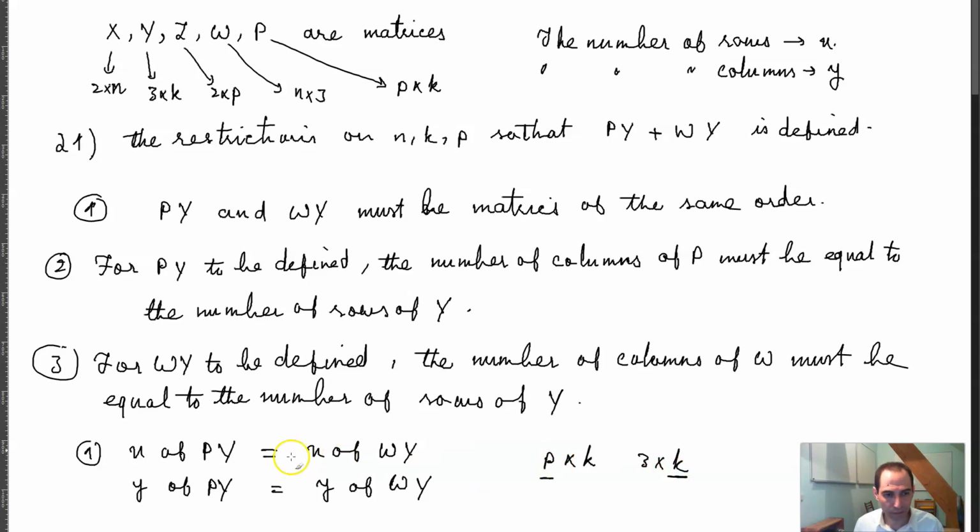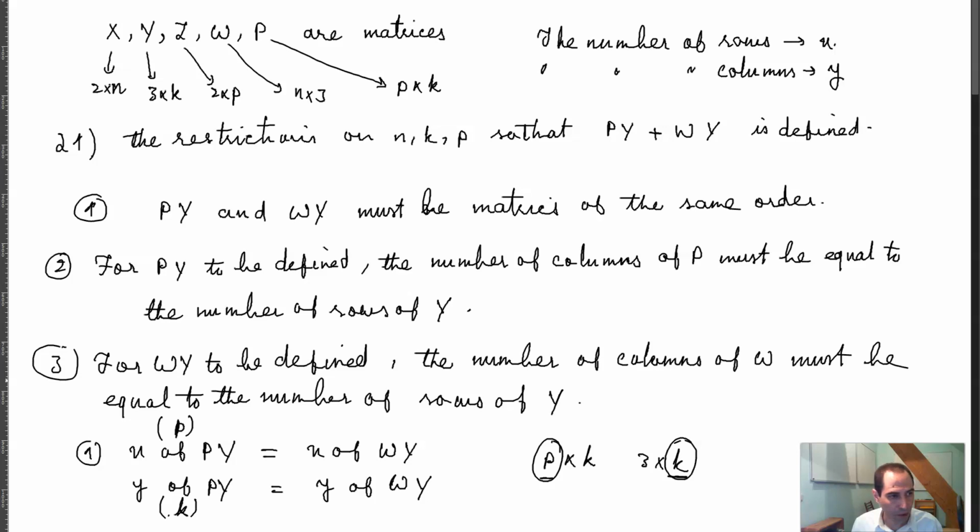Which means that p becomes the number of rows of PY and k becomes the number of columns of PY. So the number of rows of PY becomes lowercase p, and the number of columns of PY becomes therefore k, right? So these two we have already found out.